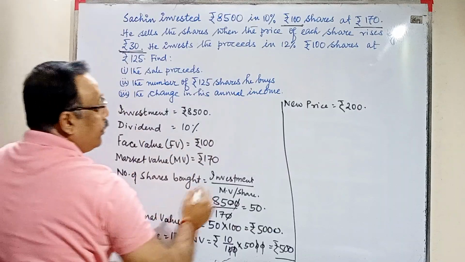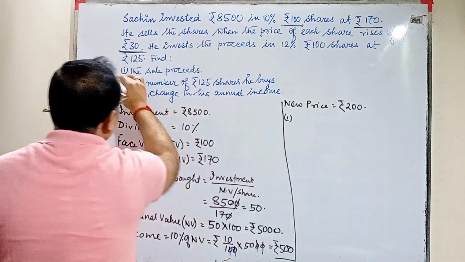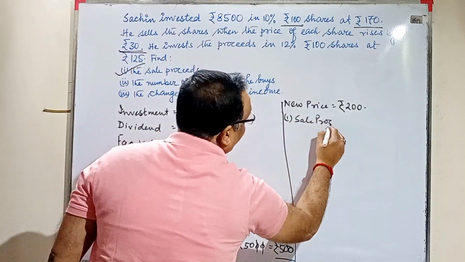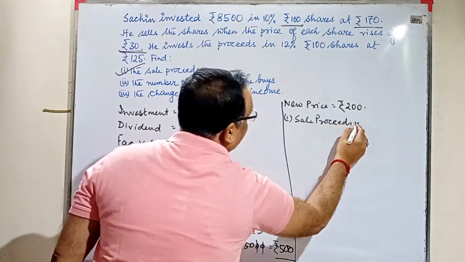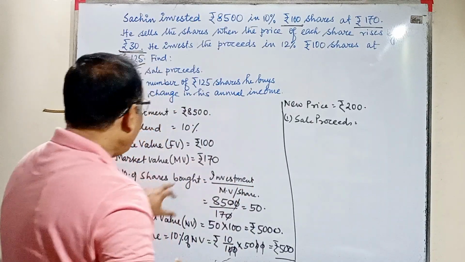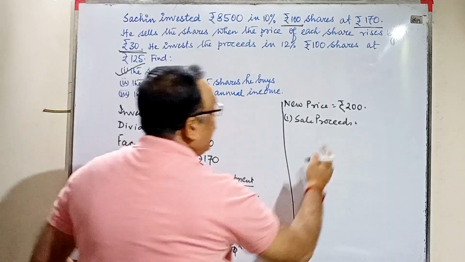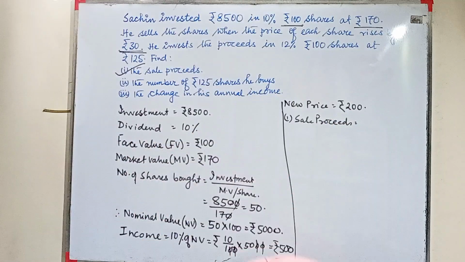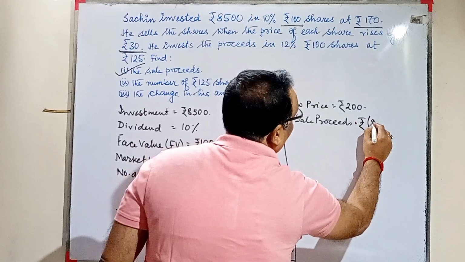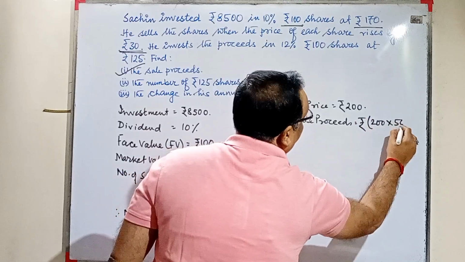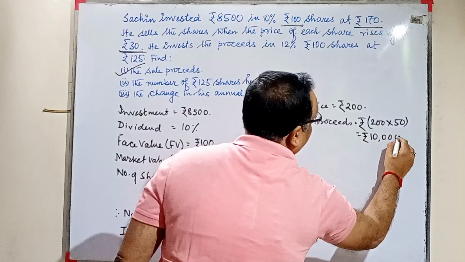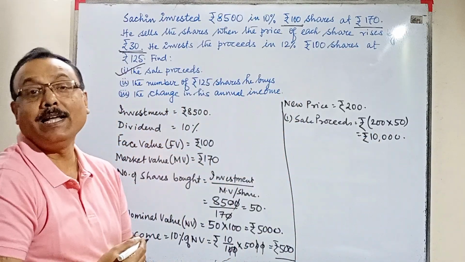So I've added. So sale proceeds, number one, my first question, the sale proceeds. Sale proceeds means how much money I got when I sold these shares. When this person sold the shares, how much money did he get by selling? He has 50 shares and the price is 200. So that is rupees 200 into 50. So that becomes rupees 10,000. So 10,000 is the sale proceeds.